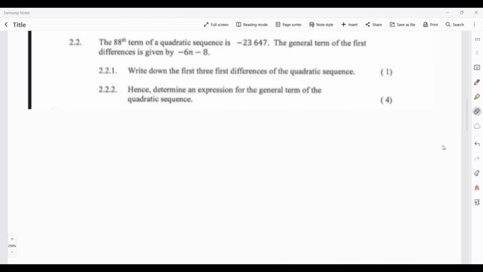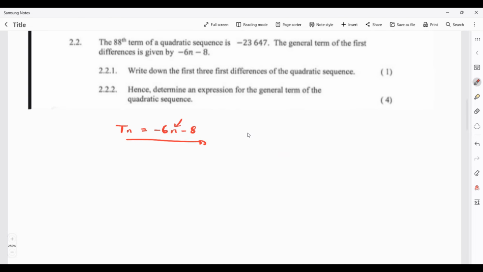That is that. And then now, when we come to 2.2, it says that the 88th term of a quadratic sequence is given as that, and the general term of the first difference is given as that. Okay, fine. And the first difference of a quadratic is linear, minus 8. It's linear like that. And then the question says determine the first three terms. So you just put 1, you put 2, and you put 3.